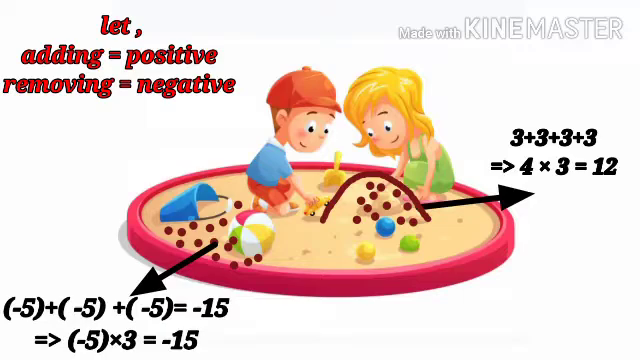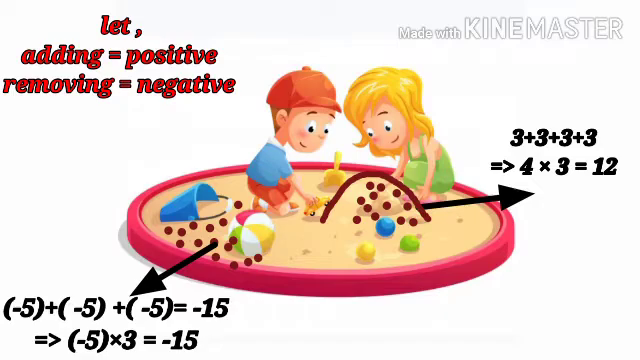Ramani is adding some pebbles to the heap and Ravi removes some pebbles. Ramani adds 3 pebbles at first, then she adds 3 more pebbles. She repeats this 2 more times. Now the question is, how many pebbles did she add in total?